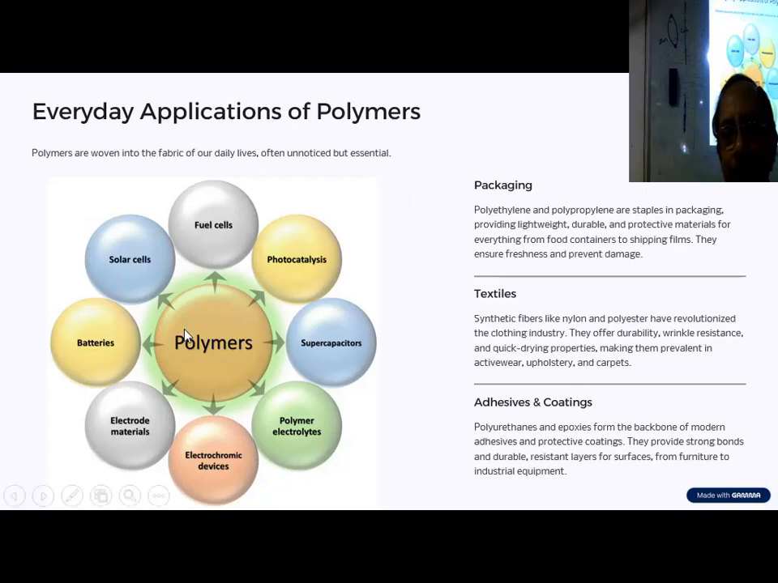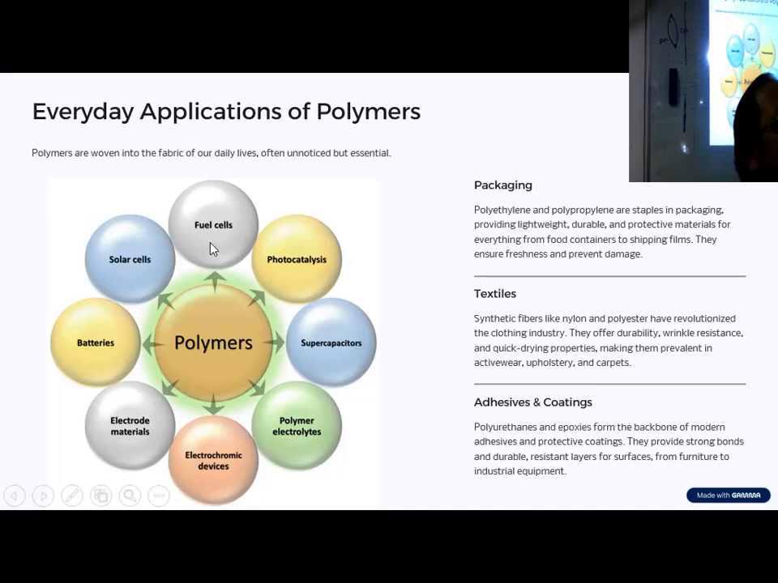Everyday applications of polymers. Polymers are used for different applications: solar cell, fuel cell, photocatalysis. These are the properties we are using. Why are we using them? We are talking about applications. So these are the applications. Polymers are used in fuel cells, solar cells, photocatalysis, everywhere.